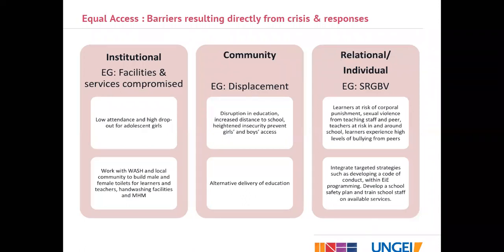So the guidance note, as you can see on the slide, provides examples of these barriers at each level, and then potential strategies that have worked to address them. So let's just take a closer look at one example at the relational and individual level. Learners can be at risk of corporal punishment, sexual violence, bullying, and potential response strategies include integrating targeted school-related gender-based violence strategies into EiE programming. This can include, for example, developing a code of conduct, a school safety plan, and of course, training school staff on available referral services. Next slide, please, Peter.